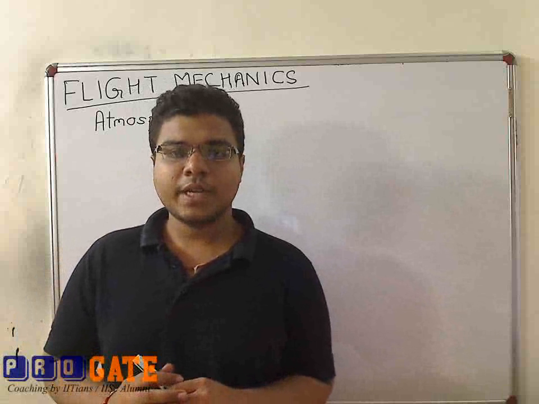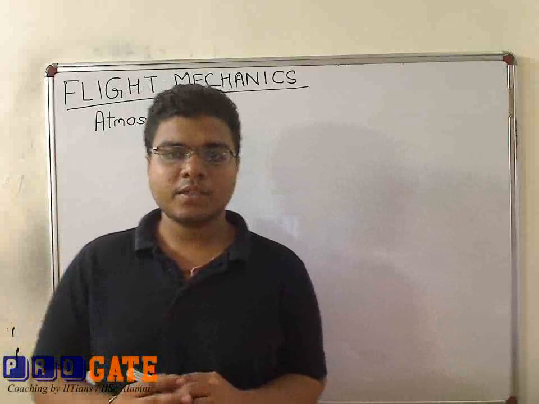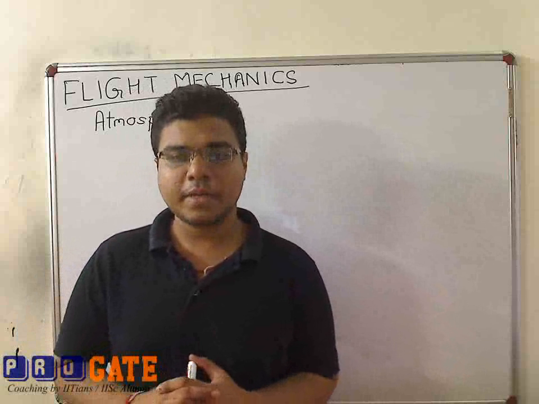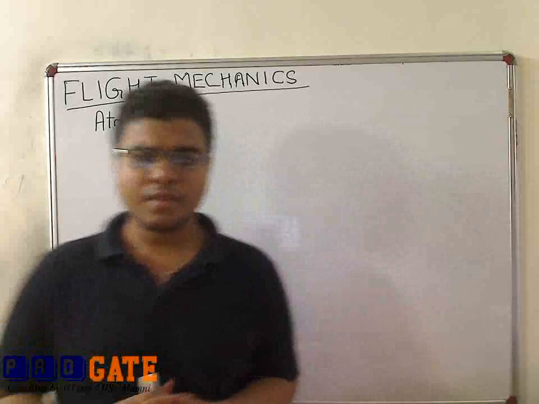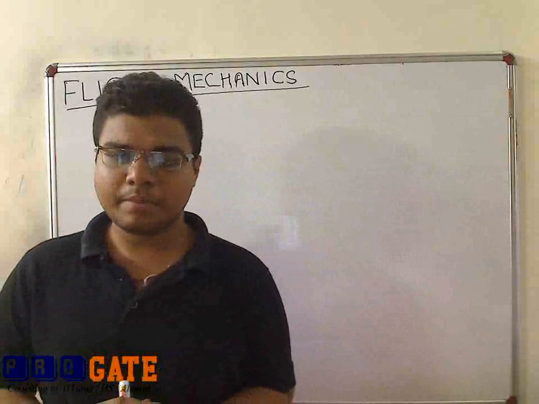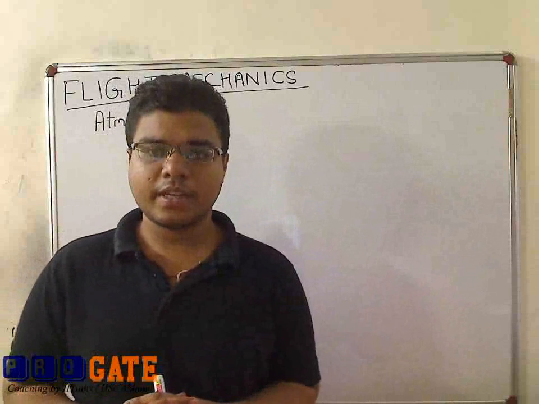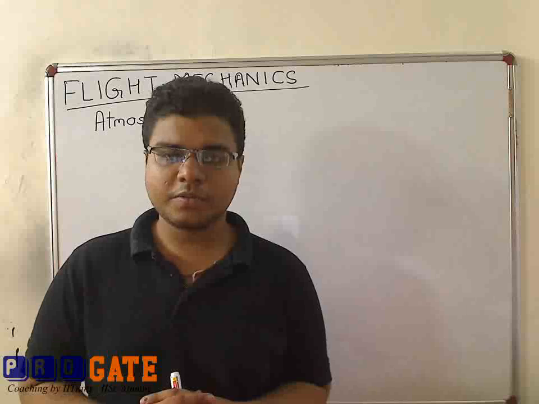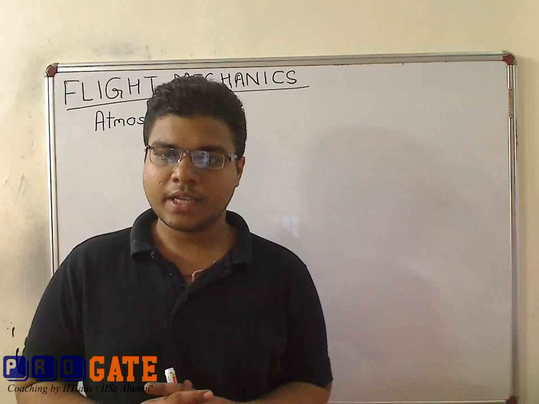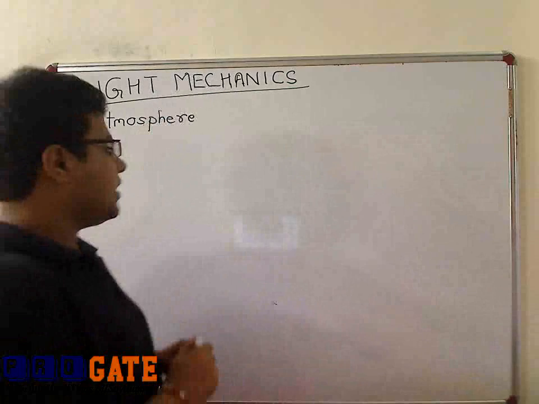an aerospace vehicle would be interested in two parameters of the atmosphere, which are pressure and the temperature. The pressure and the temperature at any given point in the atmosphere vary dynamically.